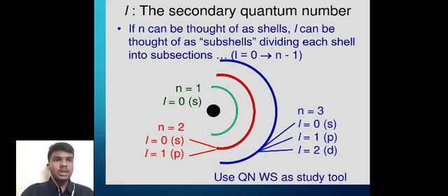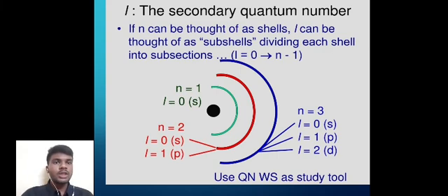l, the secondary quantum number. If n can be thought of as a shell, l can be thought of as subshells. Dividing each shell into subsections, l equals 0 up to n minus 1. You can observe the given figure.